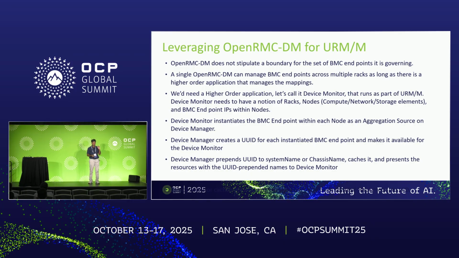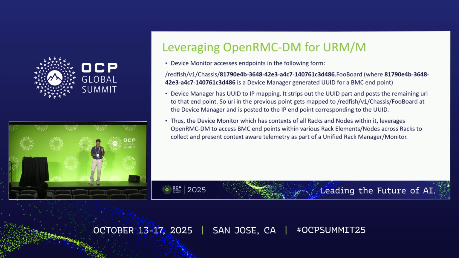And at this point, the device monitor would access each of those endpoints in this form. The numeral in the middle represents the UUID. And so the way a device monitor would hit the various endpoints is like /redfish/v1/chassis/uuid dot whatever board it is, whatever the endpoint it is.